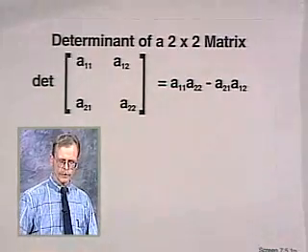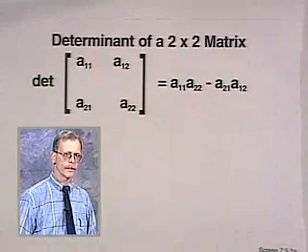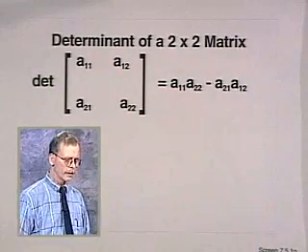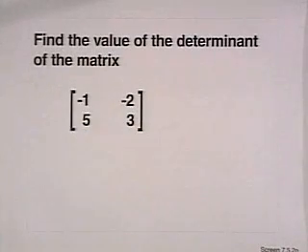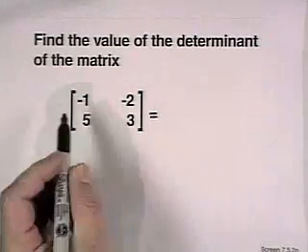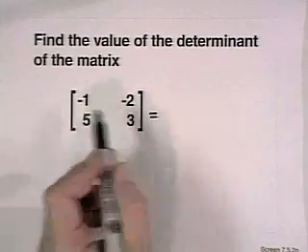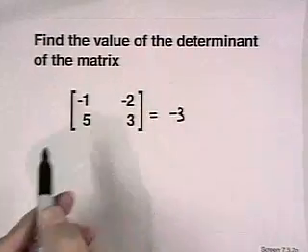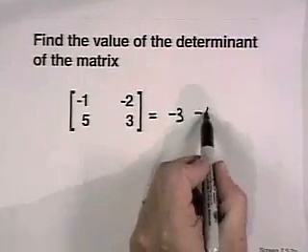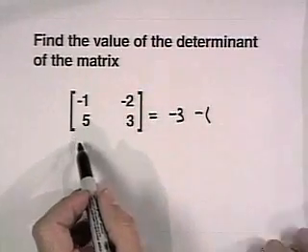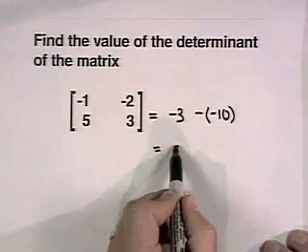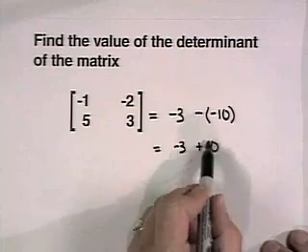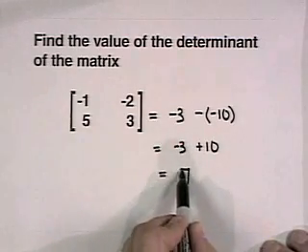So for a 2 by 2 matrix, the process of finding the associated determinant is fairly quick. To find the value of the determinant of this matrix, we would simply multiply -1 times 3 and subtract -2 times 5, which is -10, giving us -3 plus 10, or 7.